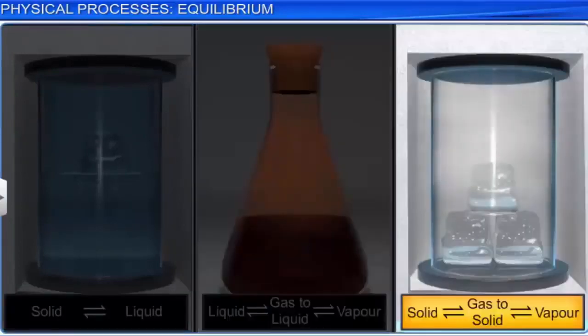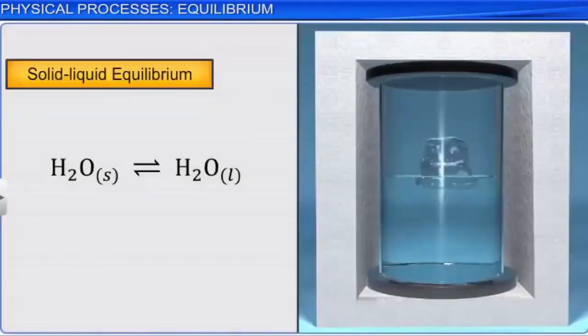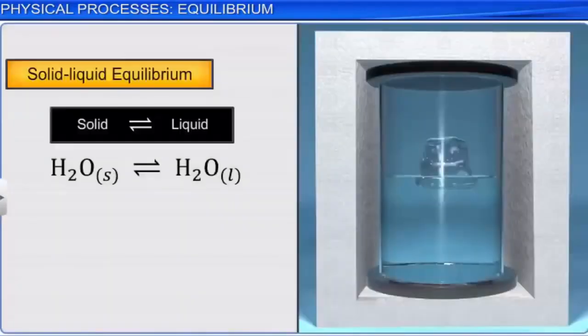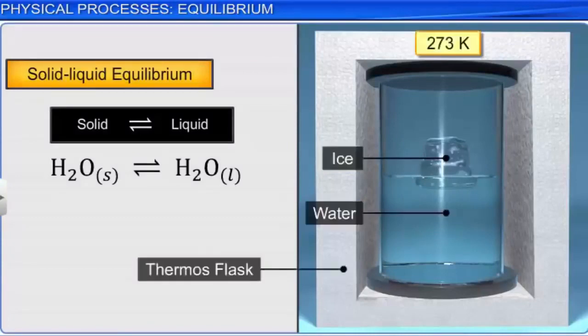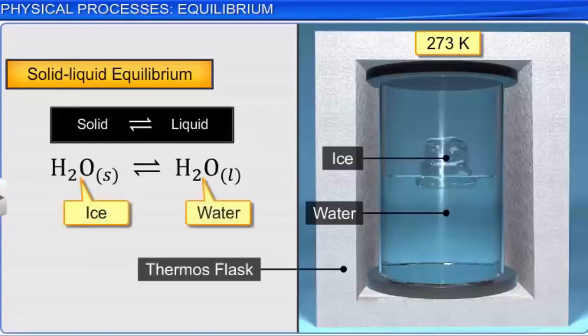Let's see solid-liquid equilibrium. Ice in equilibrium with water in a perfectly insulated thermos flask at 273 Kelvin and at atmospheric pressure stands as a perfect example of solid-liquid equilibrium. For this equilibrium, you can see that the temperatures as well as the masses of ice and water remain constant. Why is this so?